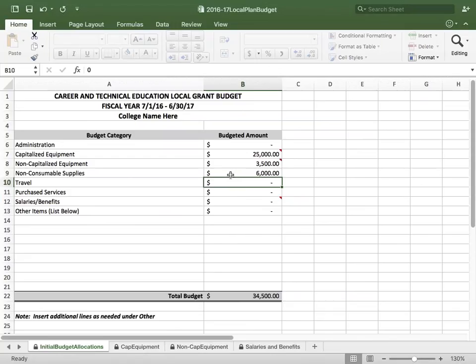Perkins is not meant to sustain programs indefinitely. It's meant to enhance, to begin, and then for the college to sustain those efforts. Okay. So for that, make sure that if you're doing consumable supplies, which you'd have to list down here under other, make sure that you're doing it for a brand new program that's in the first 3 years. And if you have a program that you're funding and you are getting towards the end of that, start making plans to roll that over to your state funds. Okay.